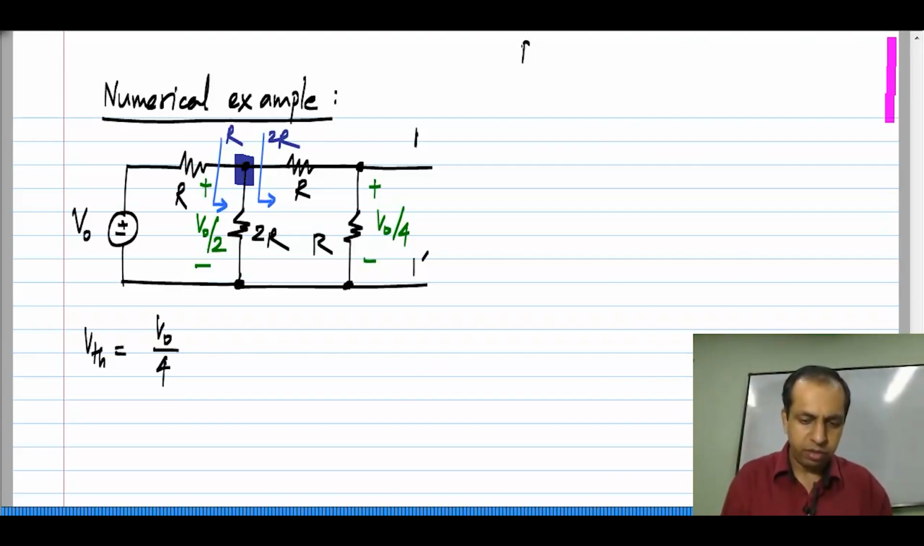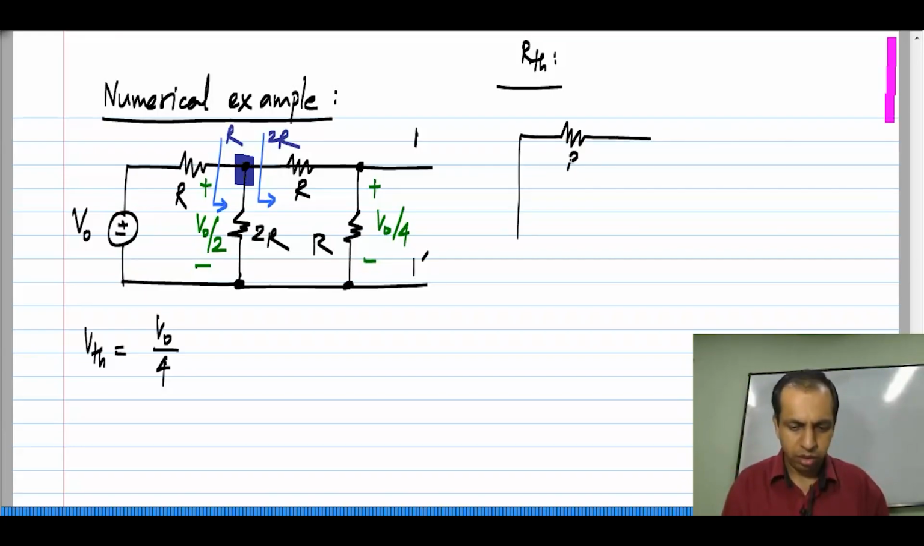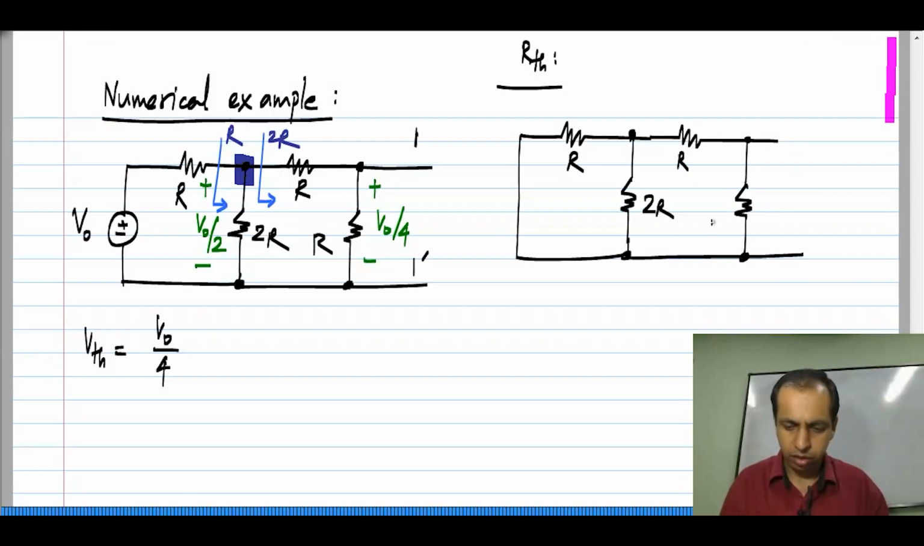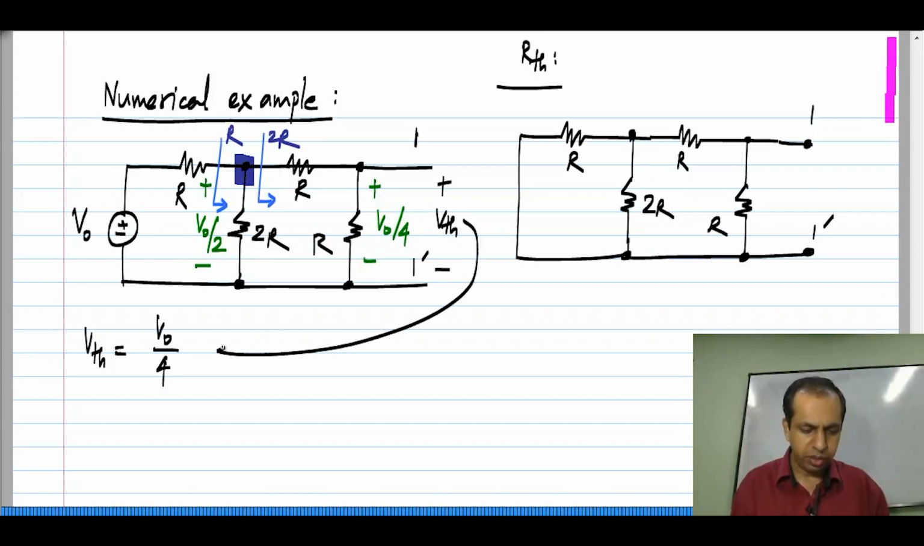Then I have to calculate RTH. For that, I have to set this voltage to 0. So, I short circuit it and I have R, 2R, R and R, and again 1 and 1 prime. By the way, I measured VTH with this polarity, so that is V naught by 4. If I had taken the opposite polarity, it would have been minus V naught by 4.